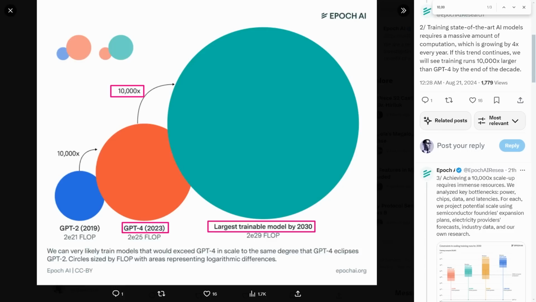Now, I think by 2030, I'm not even sure if we're going to be training models that big, because maybe we figure out different architectures, maybe things are a lot more efficient by then. But I think it's something that is remarkably incredible, the fact that having a model that's 10,000 times larger than GPT-4 was something that we didn't even think about.